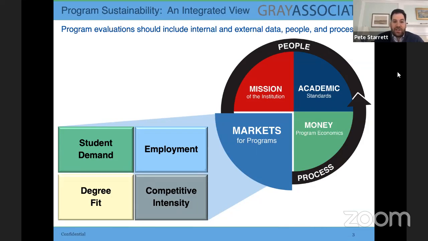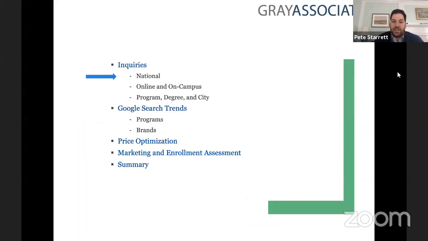So with that, we're going to dive into one section of the markets today, student demand, and specifically within that, the inquiry data and the Google search trends. We'll flow through the inquiries pretty quickly here, and we'll touch on, at a high level, what those trends are looking like. Then we'll start to dive into the details a little bit more, and then we'll touch briefly on the Google search trends.